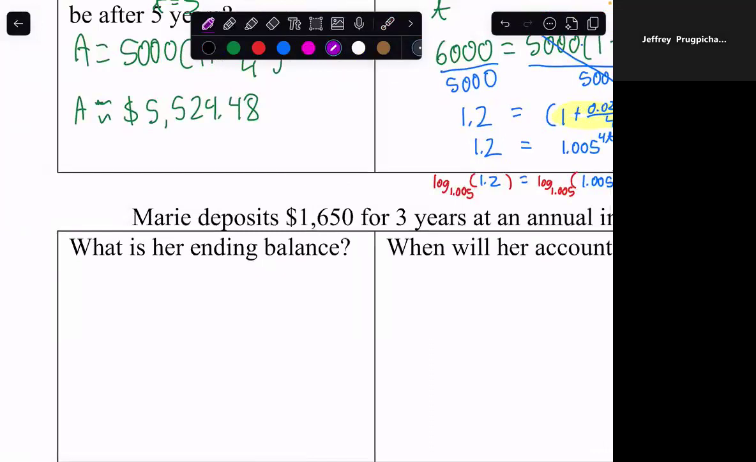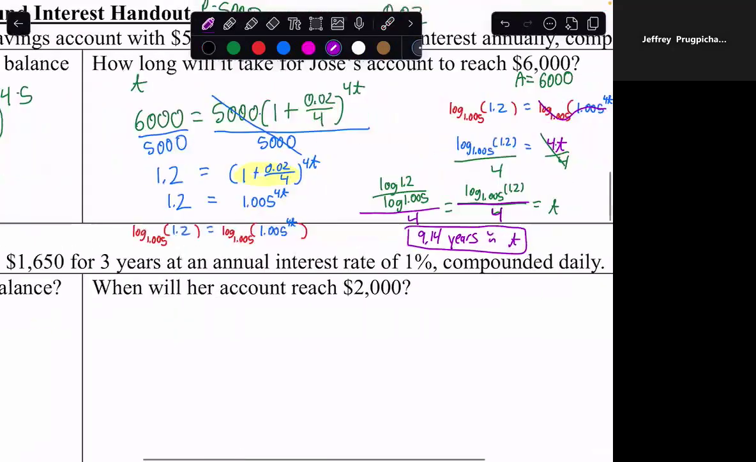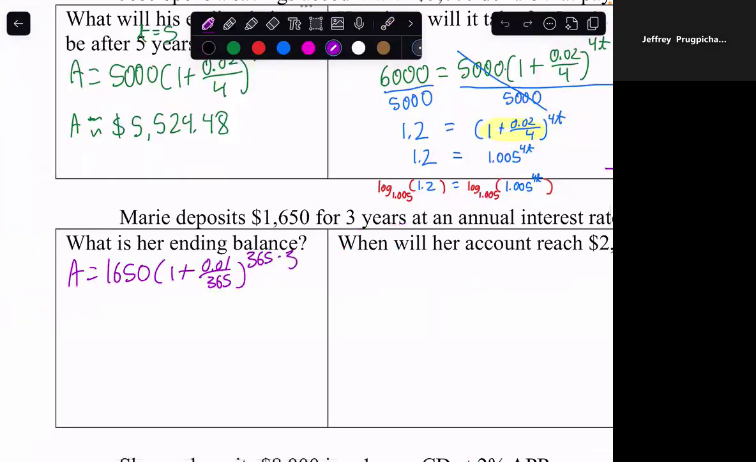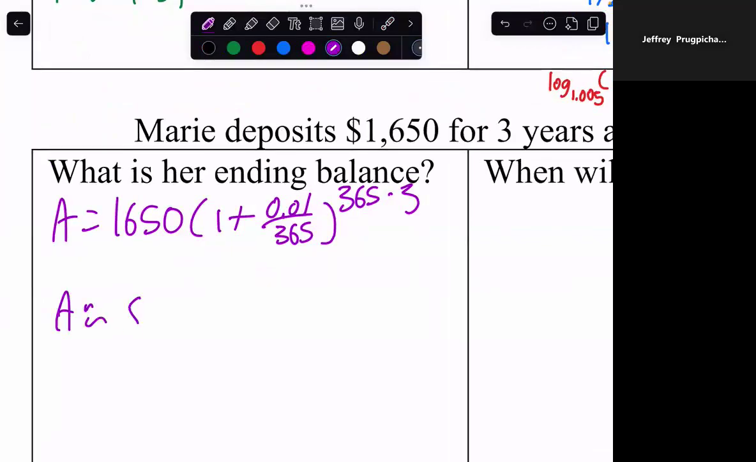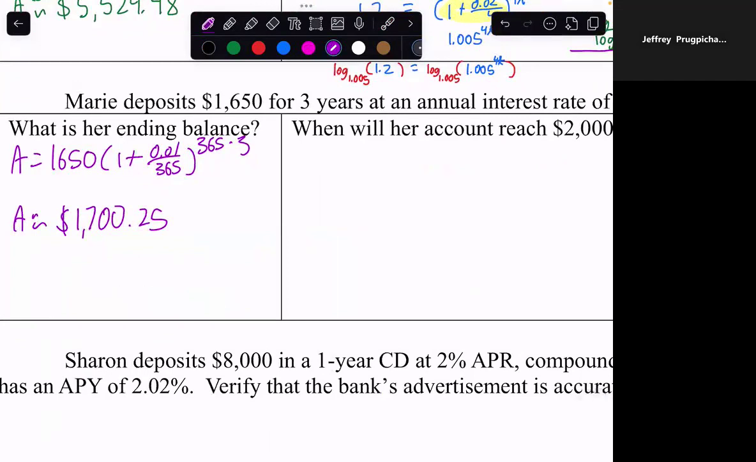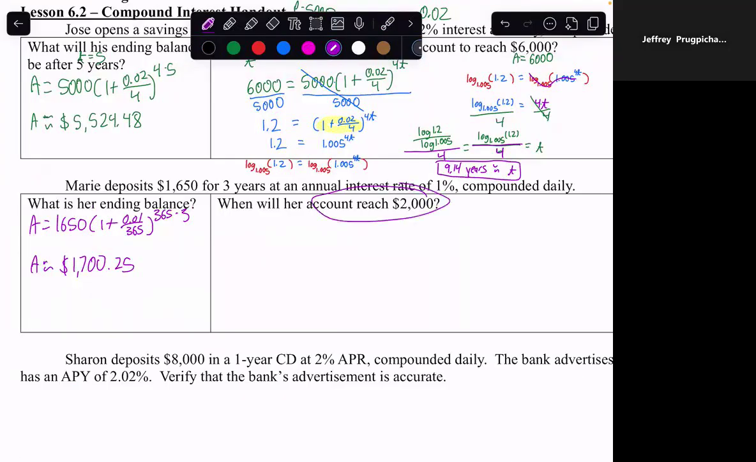Here, you're starting with 1650 times (1 plus r, which is 1%, so 0.01, over n, which is 365 because it's daily) to the power 365 times 3 for 3 years. This one rounds to $1,700.25. The next part was asking when the account would reach $2,000.